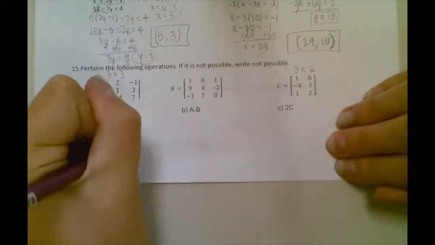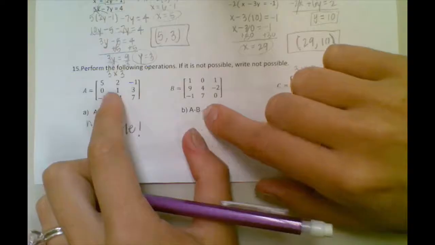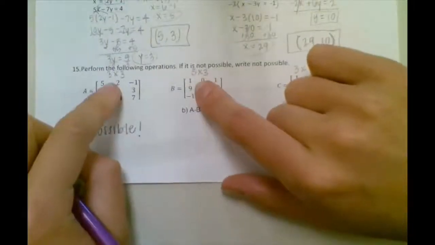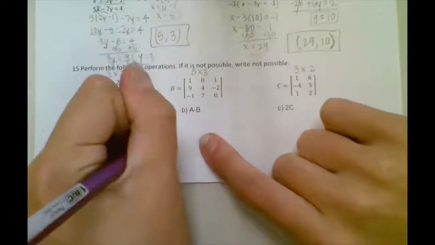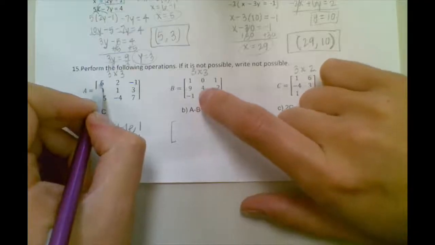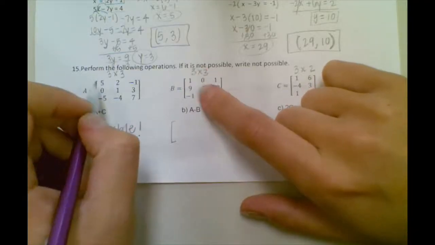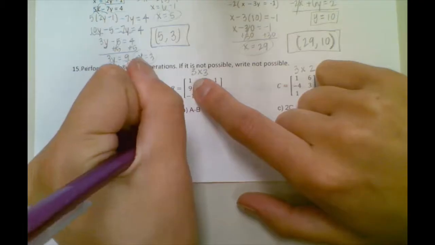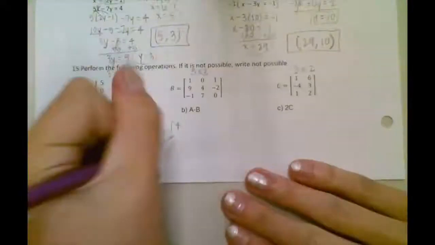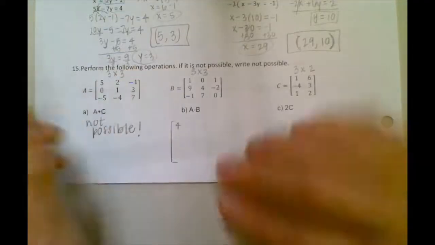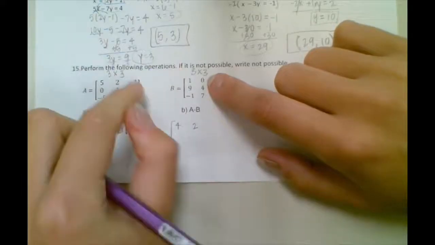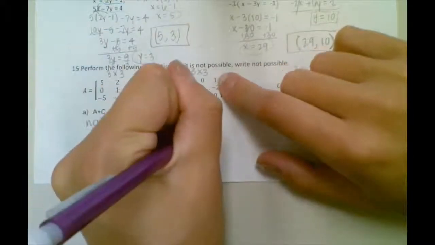Okay. All right, let's look at letter B. A minus B. This is a 3 by 3. And because both of these are 3 by 3s, we can subtract them. So I'm going to set this up. So it's A minus B. So these numbers minus these numbers. So 5 minus 1 is 4. I think I need to make a bigger matrix. 5 minus 1 is 4. There we go. 2 minus 0 is 2. Negative 1 minus 1 is negative 2.